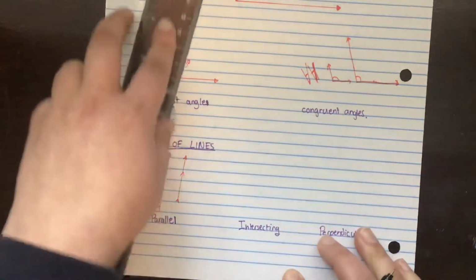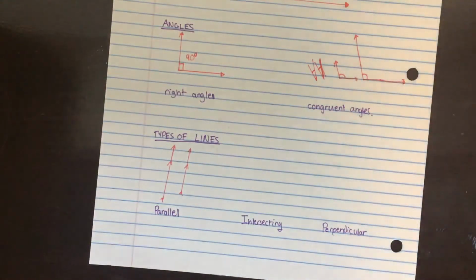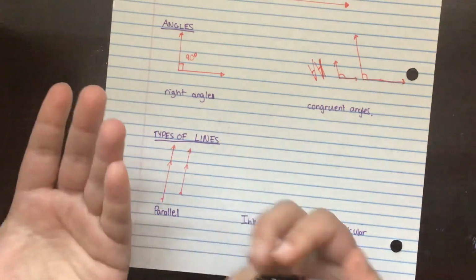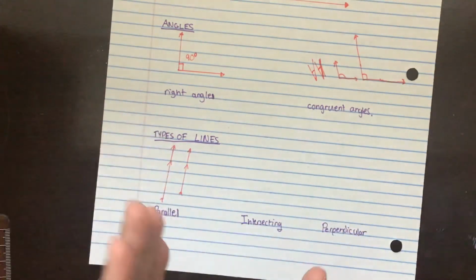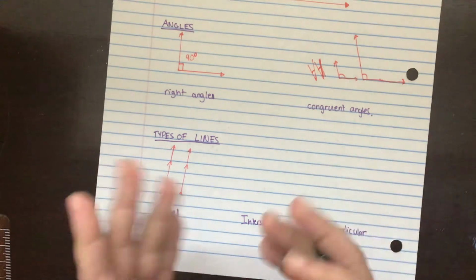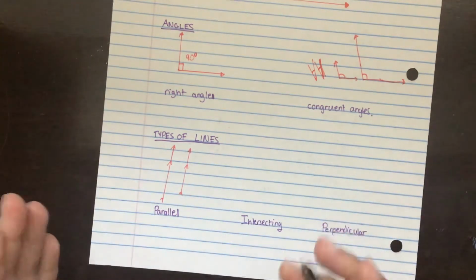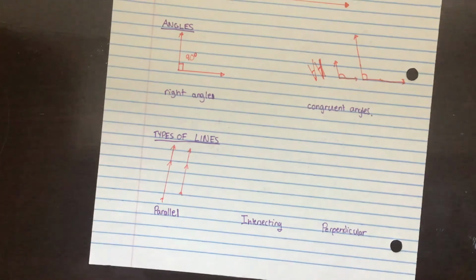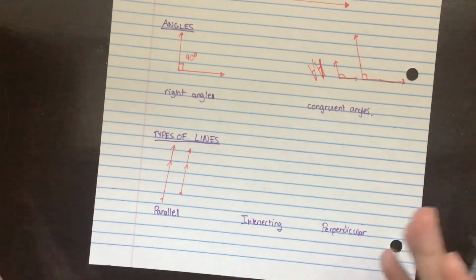No matter how long I make this line and how long I make this line, they will always go the same distance apart from each other. They will never actually meet. Sort of like train tracks. Have you ever seen train tracks meet? No, it doesn't happen. They keep the same distance because otherwise the wheels of the train would start to collapse and the train would fall apart.